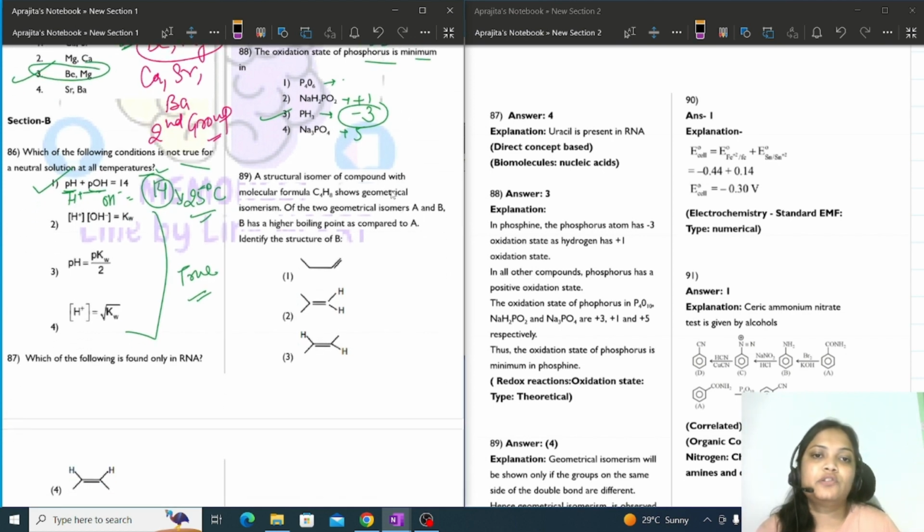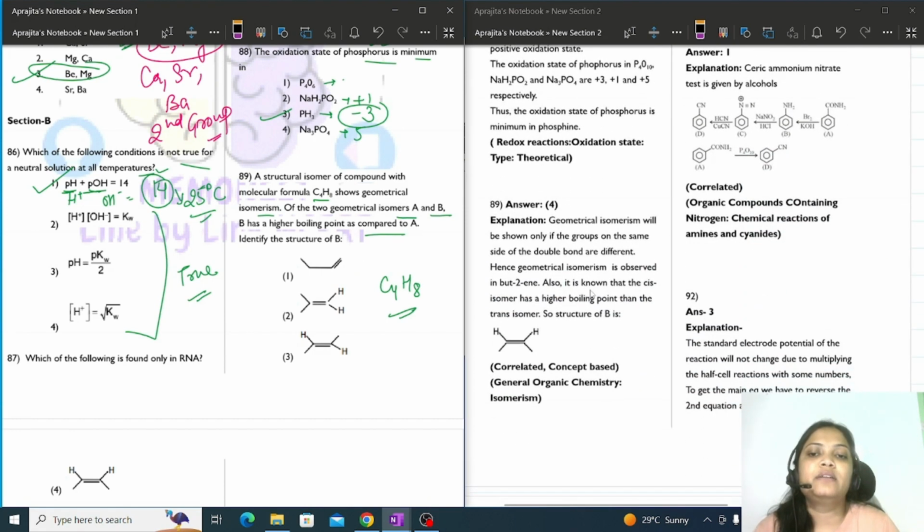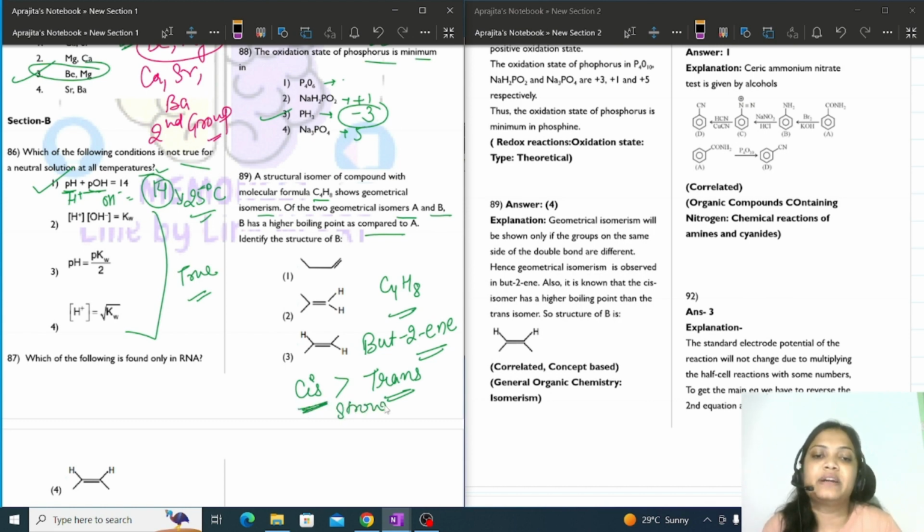Next, a structural isomer of a compound with molecular formula C4H8 shows geometrical isomerism. Out of two isomers A and B, B has a higher boiling point as compared to A. So we know that geometrical isomerism is observed in but-2-ene, and the cis isomer has a higher boiling point than the trans isomer because of the symmetry, and moreover it has strong forces of attraction. So the answer would be option number 4.